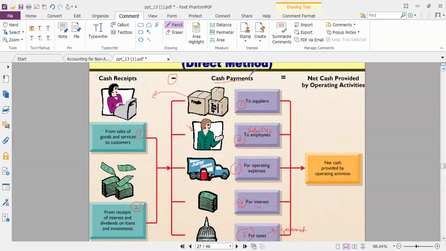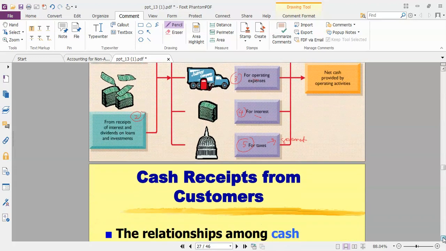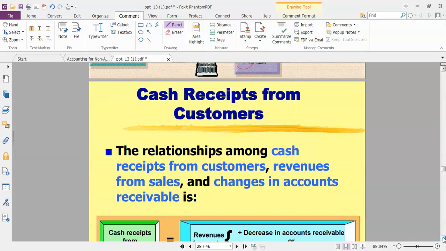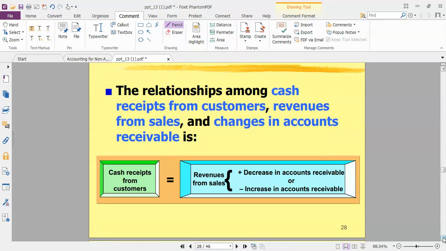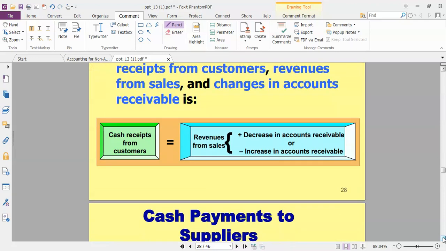After you minus the cash payments from the cash received, you will arrive at the net cash provided by operating activities. That is the direct method. So what is the relationship among the cash received from customers, revenues from sales, and changes in account receivable? Revenues from sales is equal to the cash received from customers using the direct method.